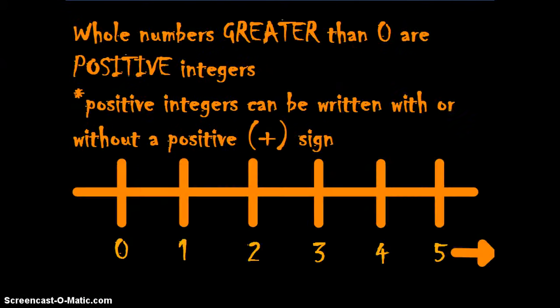Whole numbers greater than zero are positive integers. Positive integers can be written with or without a positive sign. So these are the numbers that you're used to dealing with. Here's our zero, and we've got positive 1, 2, 3, 4, 5, and so on. Those are the positive integers. We normally just say 5 or 4 or 3. We don't usually say a positive 5 or positive 2, but you can.